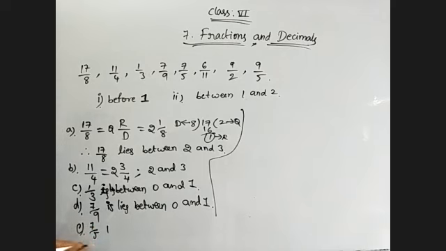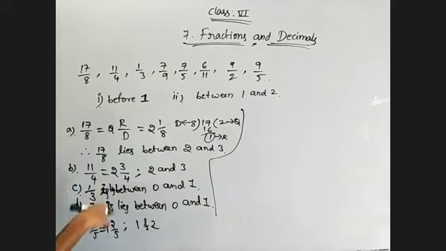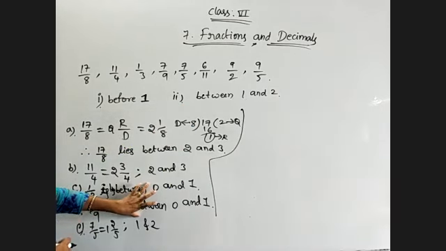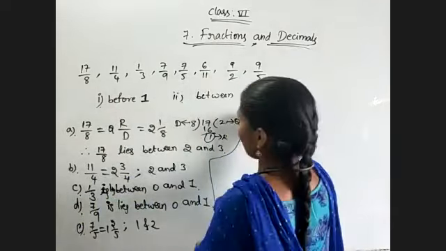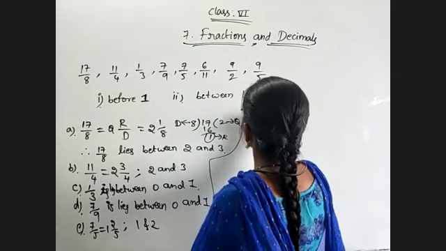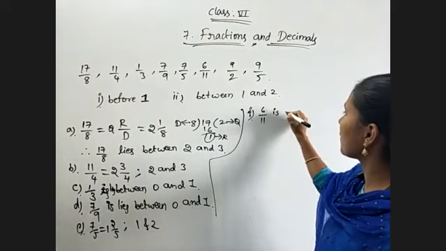is improper. So convert into mixed fraction. 5 ones are 5, 5 plus 2 is 7. 7 by 5, so it lies between 1 and 2. We need to select those between 1 and 2 also. Before 1, these two we are getting, and between 1 and 2, till now this one fraction only we got. After that, consider 6 by 11. 6 by 11 is proper. So it also lies between 0 and 1.